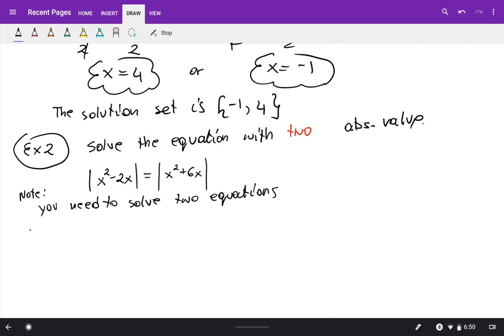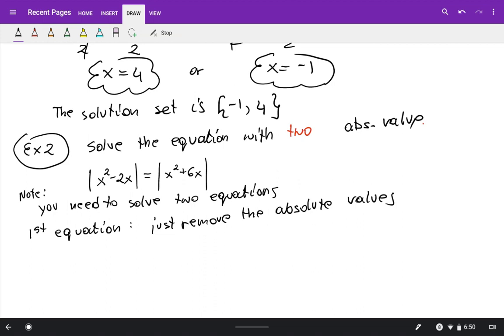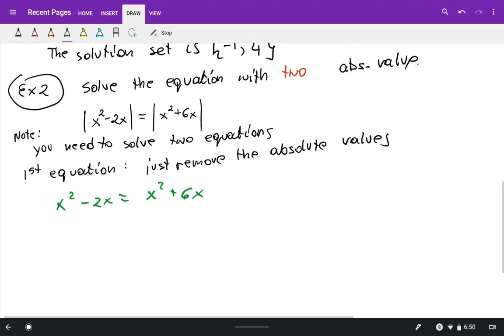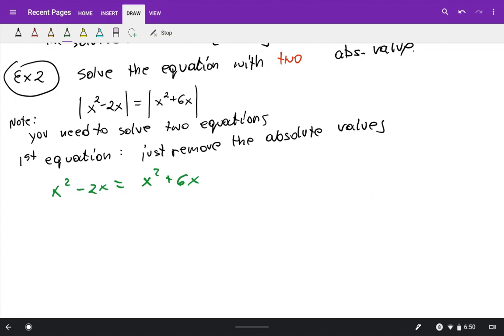So the first equation, just remove the absolute values. Okay, so just solve the equation like you see without absolute value. So we're going to have x squared minus 2x equal x squared plus 6x, and we're going to solve it. So let me just solve this equation.